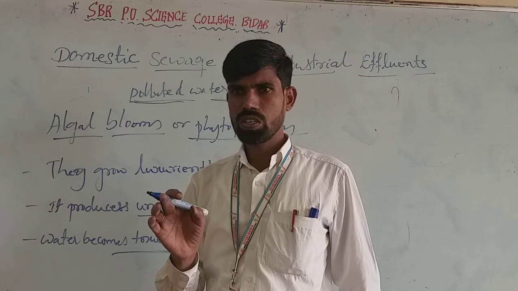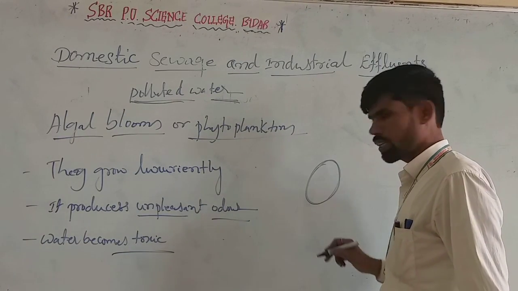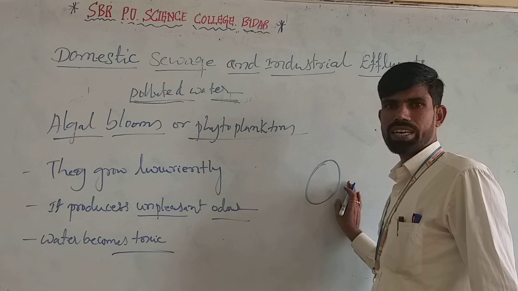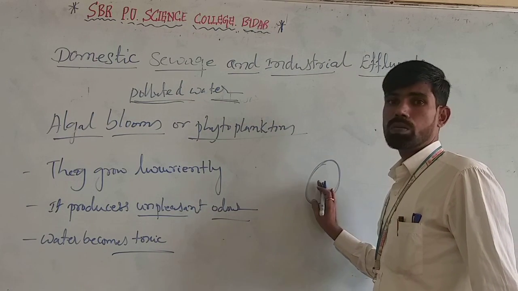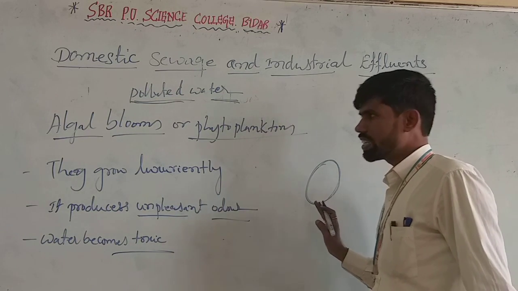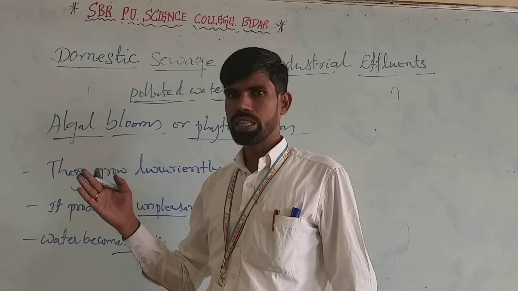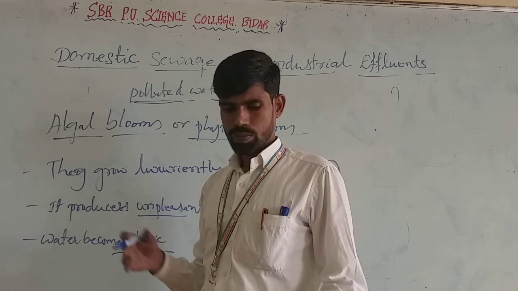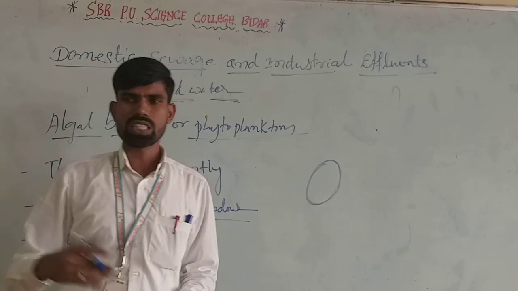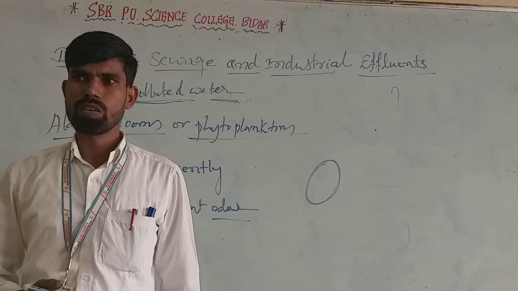This is the outer wall of the eggshell. Thinning of this layer takes place, so premature hatching and death happen, and the bird population decreases. These are the adverse effects produced by water pollution. I think you may have understood. In the next class we will discuss eutrophication. So we will stop the class. Thank you.